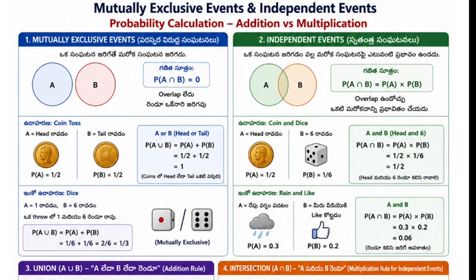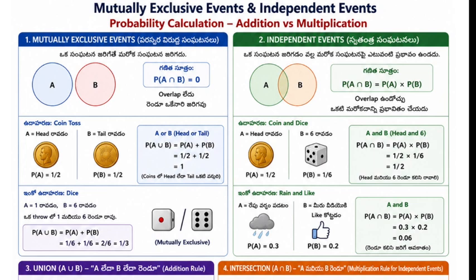To calculate mutually exclusive events, we use a formula: the probability of A union B equals the probability of A plus the probability of B. When one event comes, the other event doesn't come, so in such a case we use this. So probability of A union B equals probability of A plus probability of B.